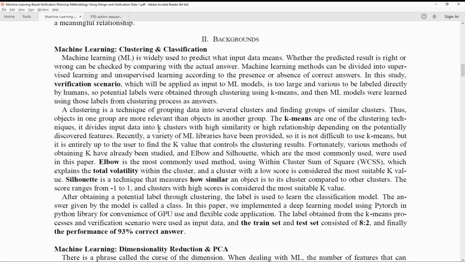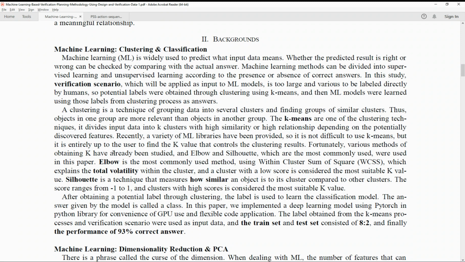Recently, a variety of ML libraries have been provided, so it is not difficult to use k-means, but it is entirely up to the user to find a k-value that controls the clustering result. Fortunately, various methods of obtaining k have already been studied, and elbow and silhouette, which are the most commonly used, were used in this paper.